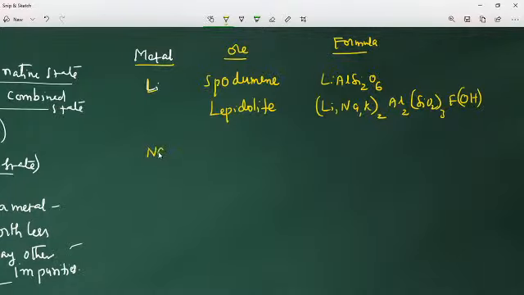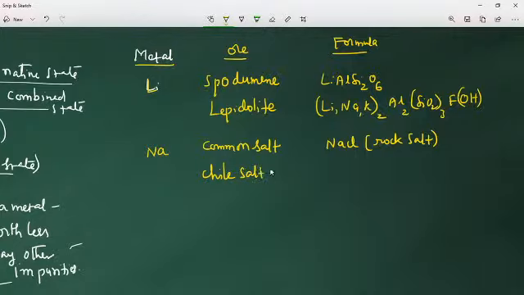Coming to the important reactive metal, the sodium case. Sodium's important ore is common salt, NaCl. You can also call this rock salt. Another one is chili saltpeter, where the chemical formula is sodium nitrate.